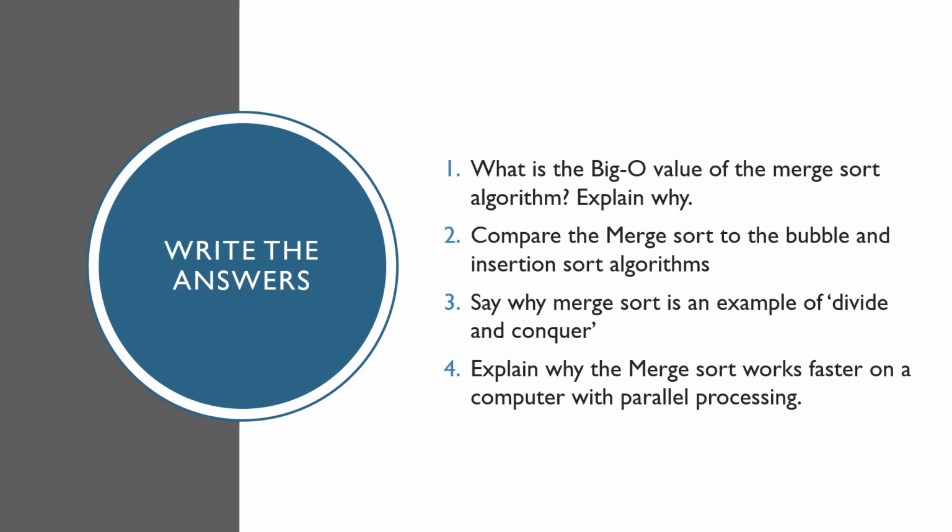Try and answer these without looking back at the video, but if you are stuck, you can go back, obviously, rewind. What's the big O value and say why? Compare it, that means its advantages and disadvantages compared to the bubble and insertion sort. Say why it might be taken as an example of divide and conquer. And explain, and this one you won't find the answer to in the presentation, you've got to think about it: how would you use parallel processing, concurrent processing to speed up the merge sort?